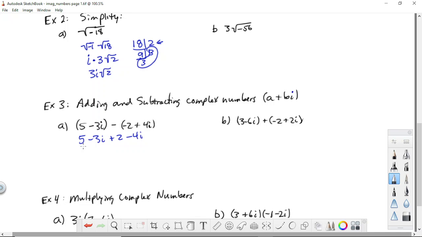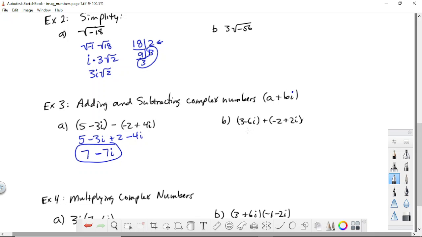So you have 5 plus 2. That's the reals, right? And so that is 7. And negative 3i minus 4i is negative 7i. And that's all you can do with it. This is a complex number. You cannot do any math at all combining those two parts. The real part cannot be combined with the imaginary part. It's just a complex number, and that's it. Okay?